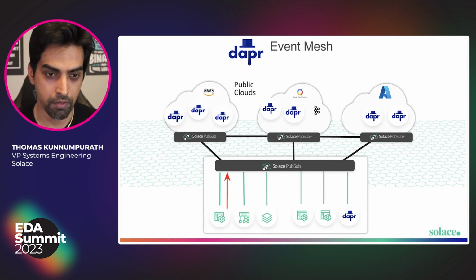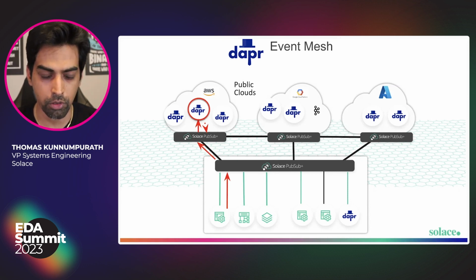Say, for example, I'm publishing an event on-prem. That on-prem event will never leave the on-prem network until a Dapr microservice in AWS, in this case, expresses interest through those topic subscriptions that I previously described. Only then will that event be forwarded from source to destination. So the event mesh does not firehose all events everywhere. It only sends them on demand when needed.